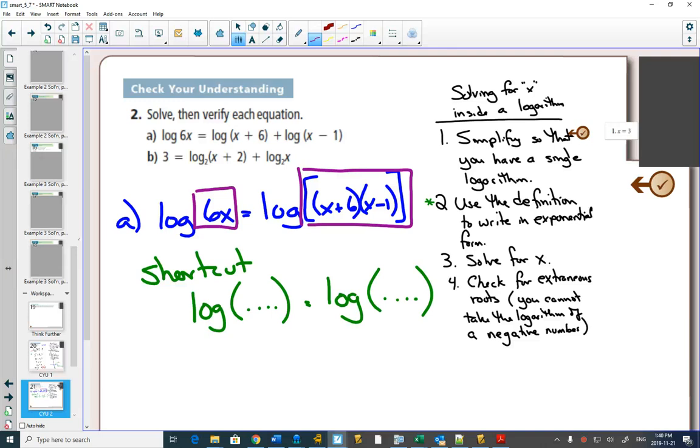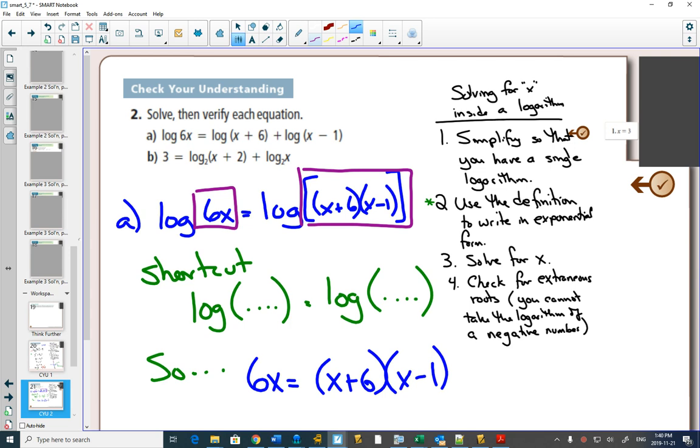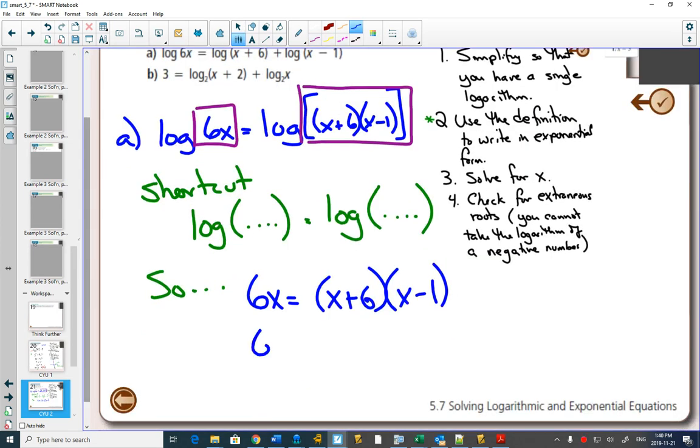So we are going to do something similar to what we did in solving our exponential equations. When we got the bases the same, then we said, well, the exponents have to be the same. We went, so, dot, dot, dot, and then said 6x is equal to x plus 6 times x minus 1. That's the shortcut. Going from here, well, I could expand this side.